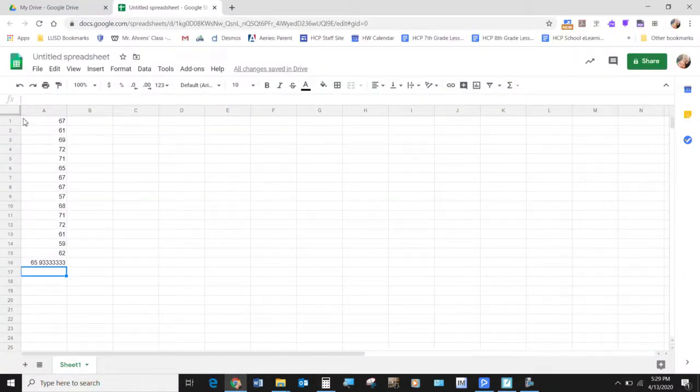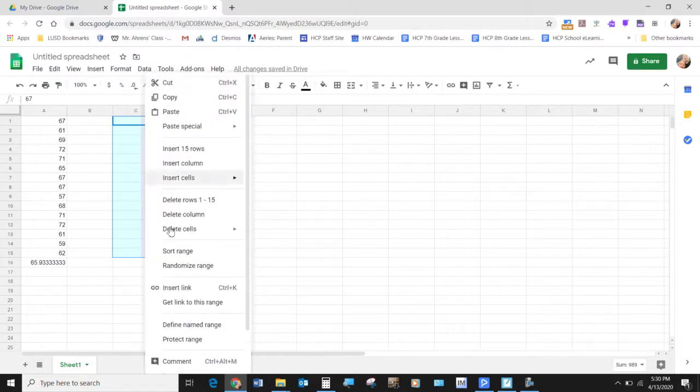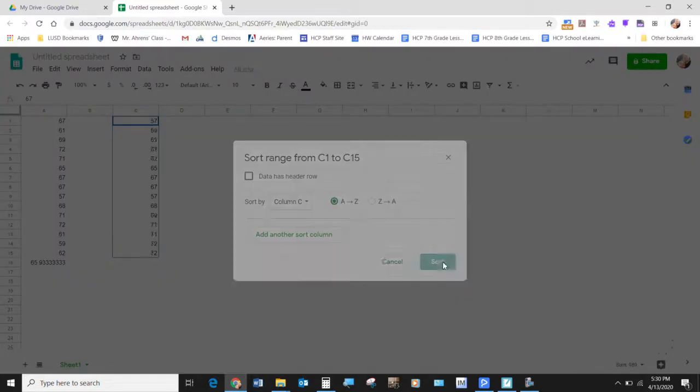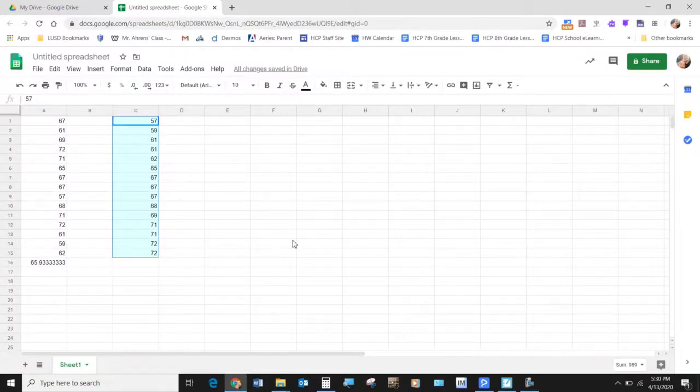Now, one other thing that's good about this, I'm going to copy this and paste it here, is you can put this in order from least to greatest to find the median as well. If I right-click everything here, it says sort range. Click on that. From A to Z means from least to greatest. So I'm going to sort it from least to greatest, and now look, it's sorted from least to greatest.